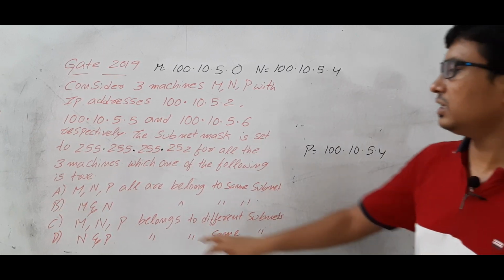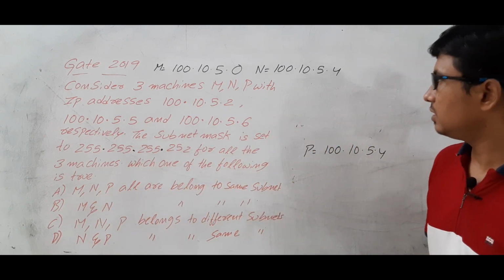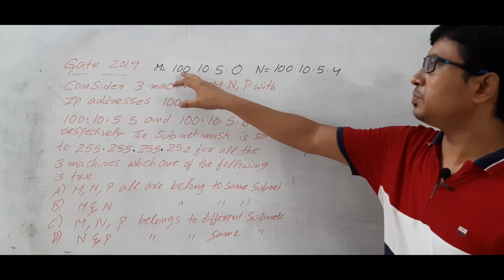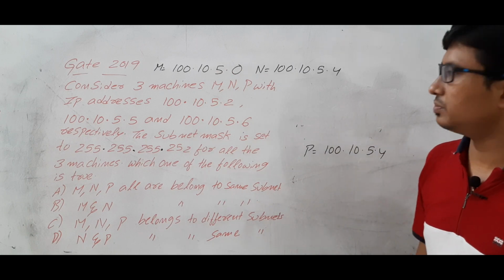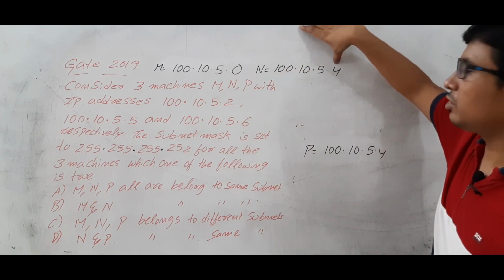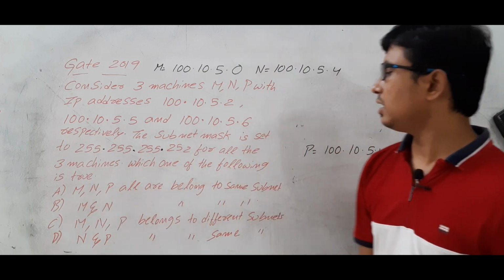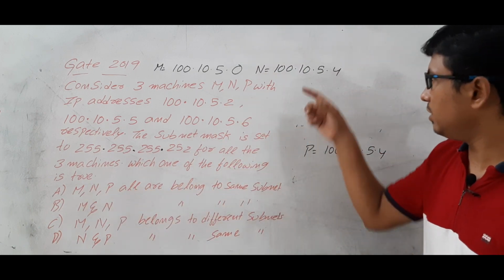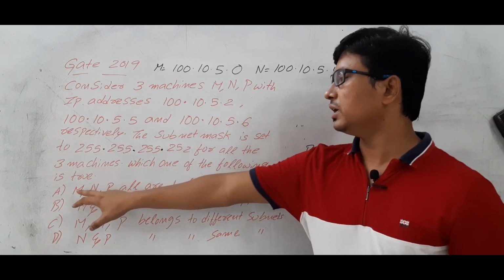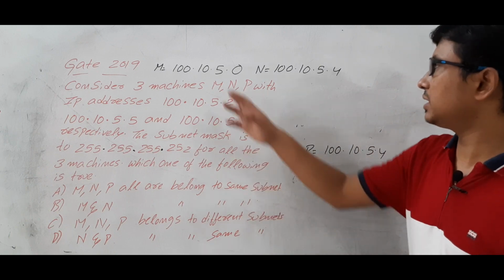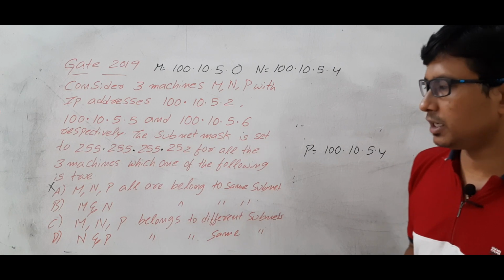Now what it is saying: M, N and P all belong to the same subnet. However, M belongs to a subnet whose subnet ID is 100.10.5.0, whereas N is .4. So they are not the same. So M and N do not belong to the same subnet. Even though N and P belong to the same, option A says M, N, P all belong to the same, but they are different. So option A is not correct. You can eliminate option A.